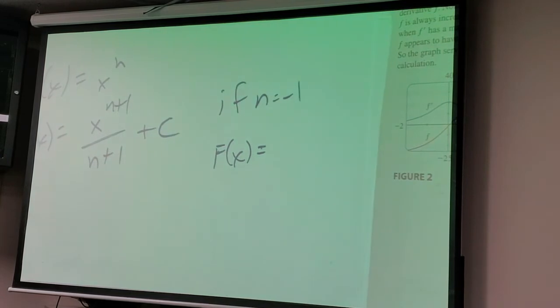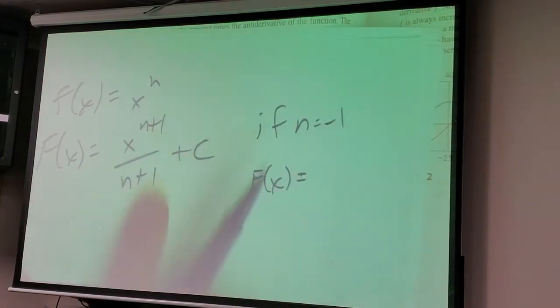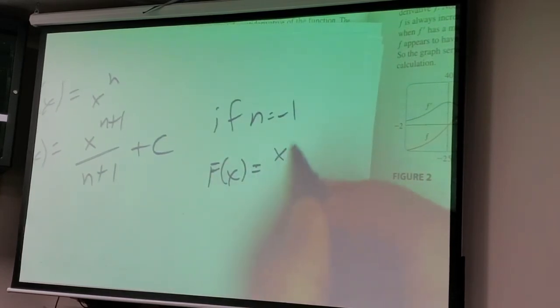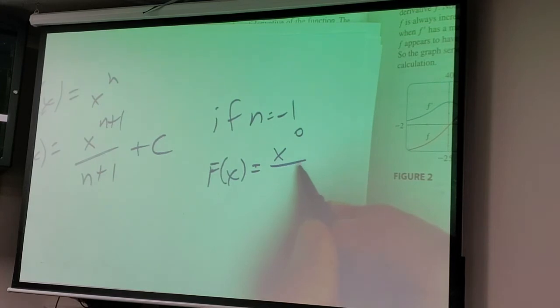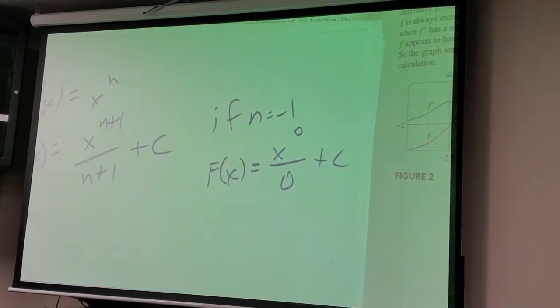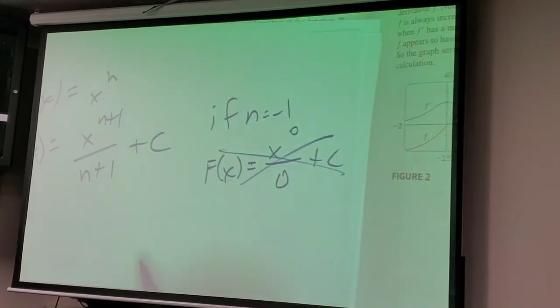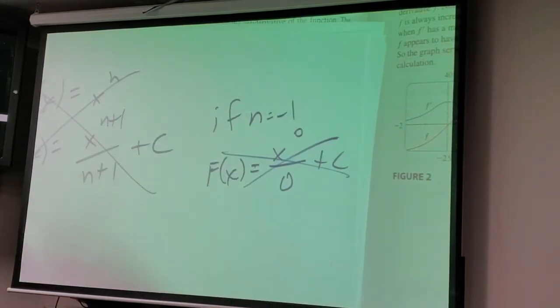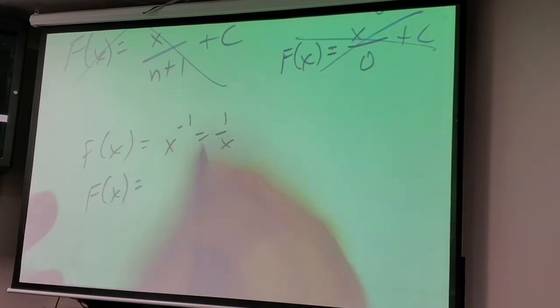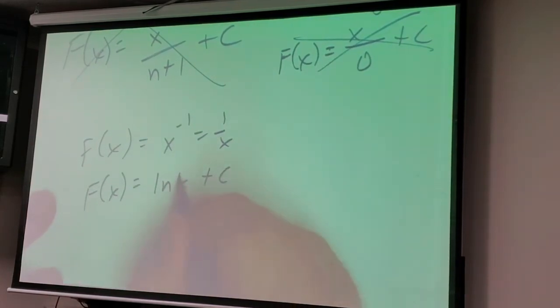What do I get? If it's to the -1 power and I try to use this rule, what happens? I get x to the 0 over 0, plus c. And so that's useless. But we know that if it's -1, isn't that 1 over x? What is that guy's antiderivative? ln of x. I like it.